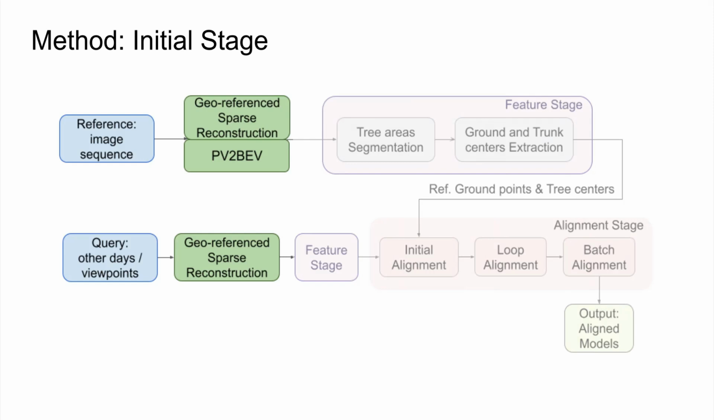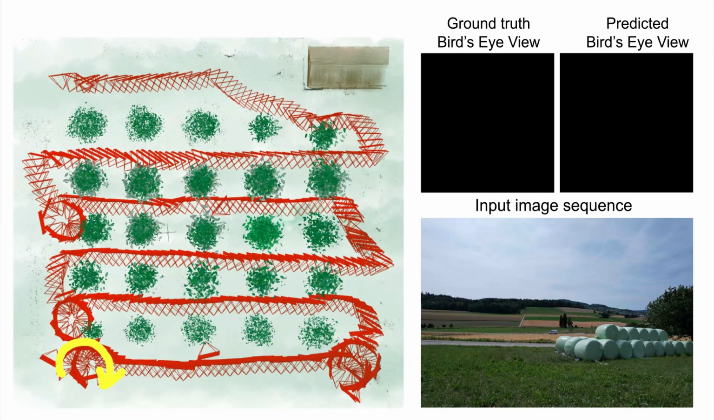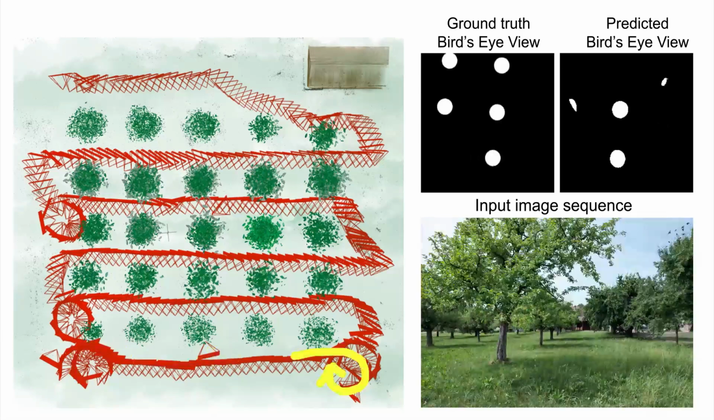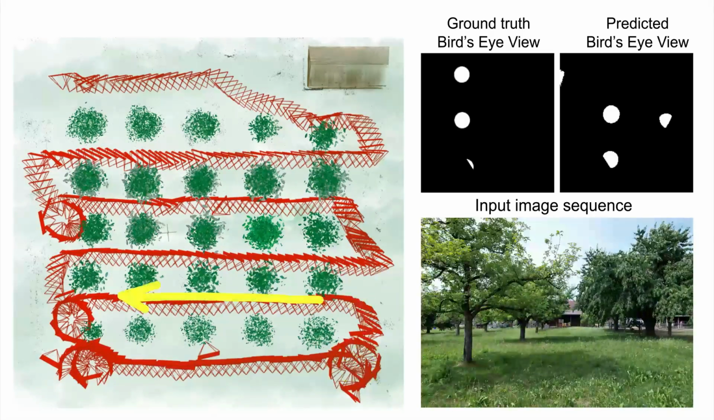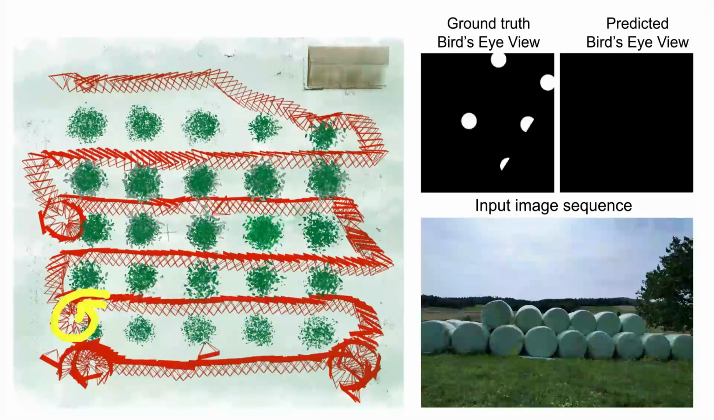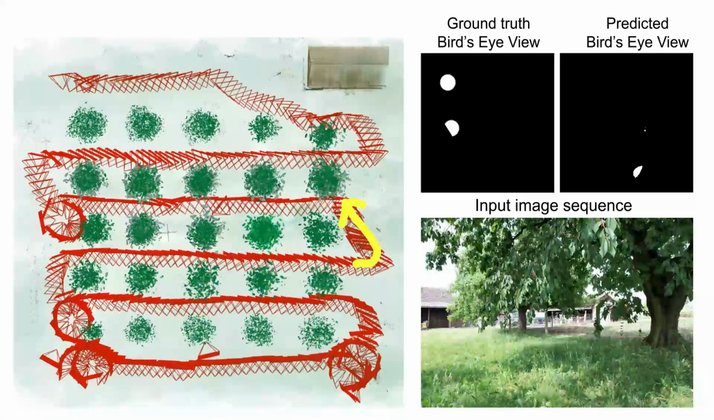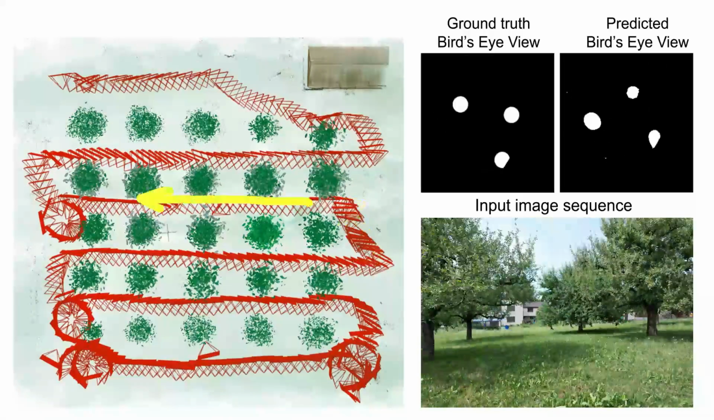First, let's take a look at the initial stage. The animation here illustrates the process of collecting input image sequences. A perspective view to bird's eye view network is trained to predict the top views from frontal images, as shown in the top right. This provides rough initial positions for trees. For each image sequence, a sparse point cloud is reconstructed via structure from motion using COLMAP.